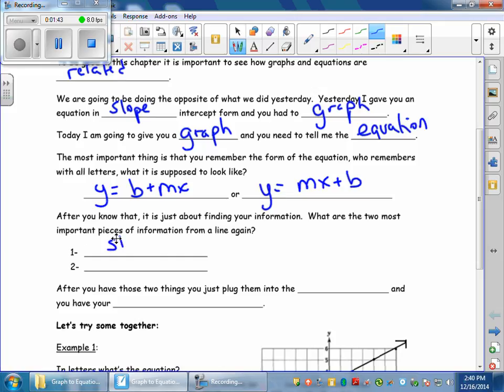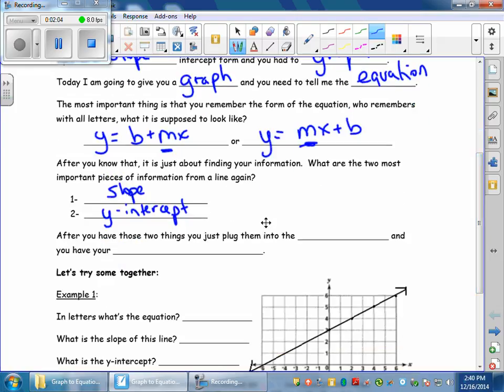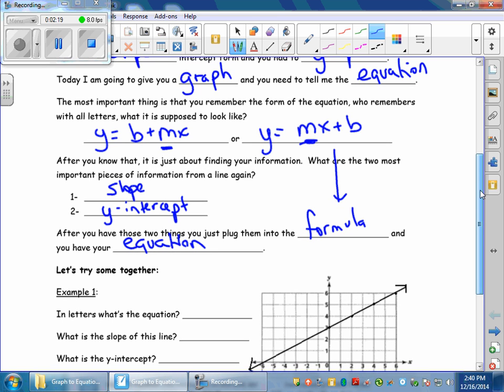Well, that is slope and the y-intercept. And remember how to tell which one is which? The slope is always the m, and that's always the thing that's attached to the x. Now, after you have those two things, you just need to plug them into the formula. When I say formula, I just mean this guy up here. And then you have your equation. So let's take a look at a couple examples, then I'll have you guys try a couple.